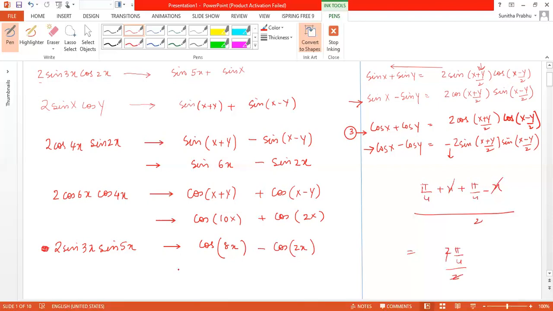You will say this is minus of this. Because that minus is not there, please include this minus and put it here. So you will get this as cos 2x minus cos 8x. Only for this sine, you have to be careful.